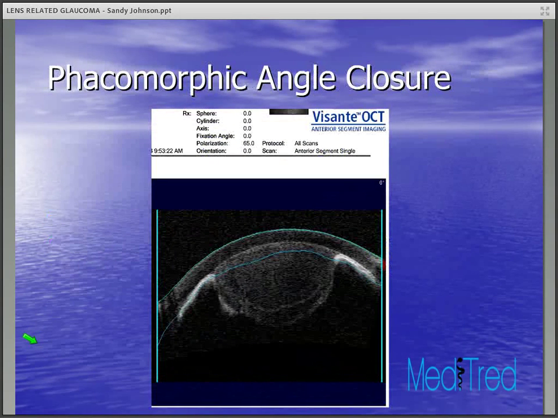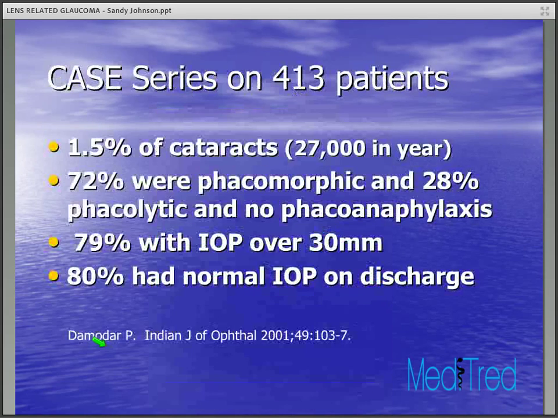And here's a Visanti anterior segment OCT showing a nice big cataract. And you can see how shallow and compromised the anterior chamber is. This right here, this white, is the iris, and this patient has phacomorphic angle closure.